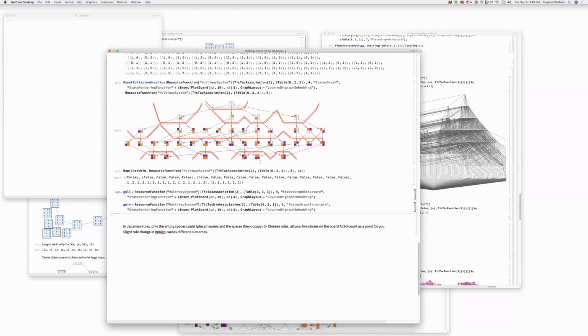I don't know why this is taking so long. How many states are there in this thing? Up to 9 steps. I mean, this one, I know there's 5,800.